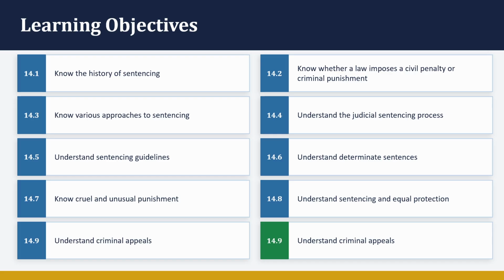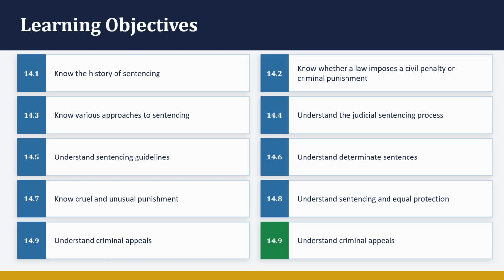Objective 14.6 covers determinate sentences, particularly mandatory minimum drug sentences and their evolution from the Rockefeller drug laws through the First Step Act. Objective 14.7 covers the Eighth Amendment cruel and unusual punishment prohibition, methods of execution, capital punishment, proportionality doctrine, and life imprisonment for juveniles.